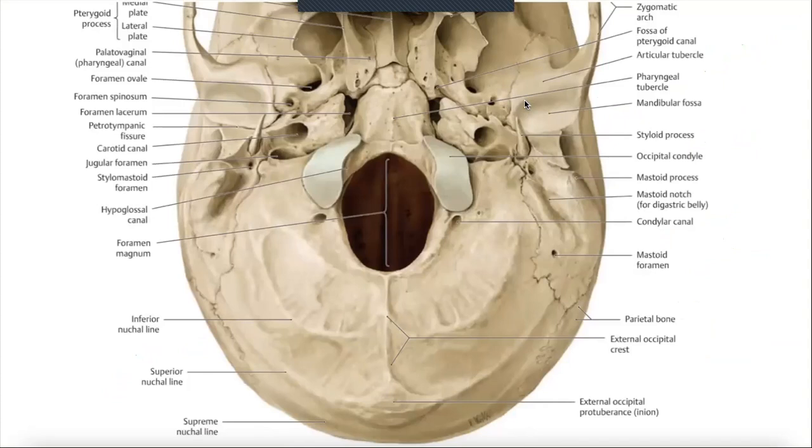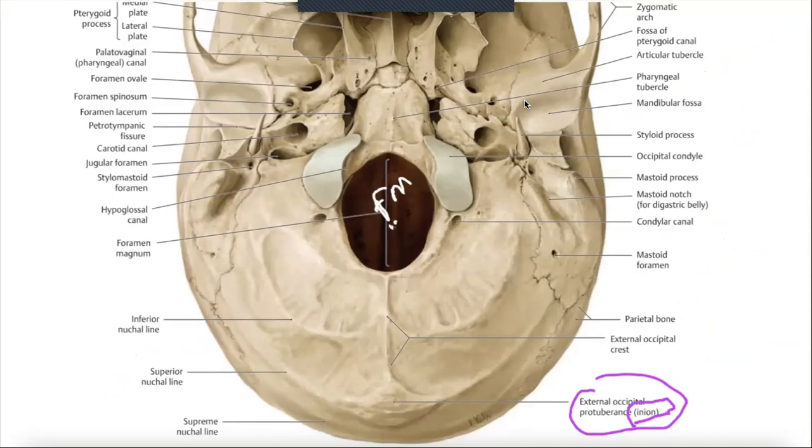So this is not norma occipitalis, this is norma basalis. In order to understand clearly, you see the bony projection between the lambda and the foramen magnum. This is the foramen magnum. So this is the external occipital protuberance. The most prominent part of the external occipital protuberance is called the inion.